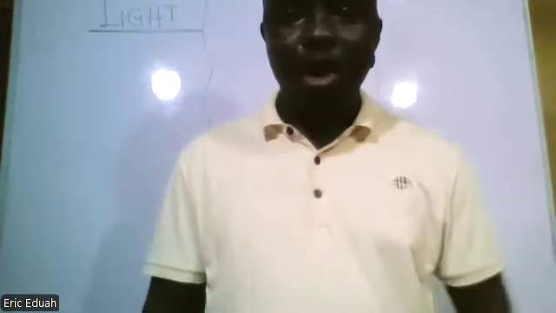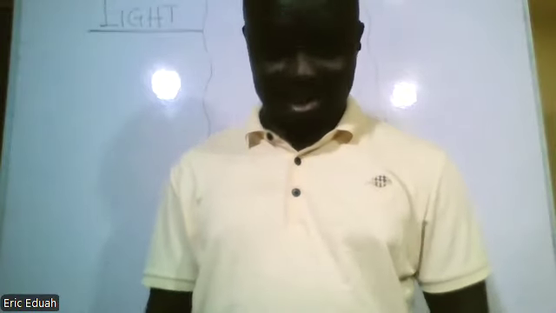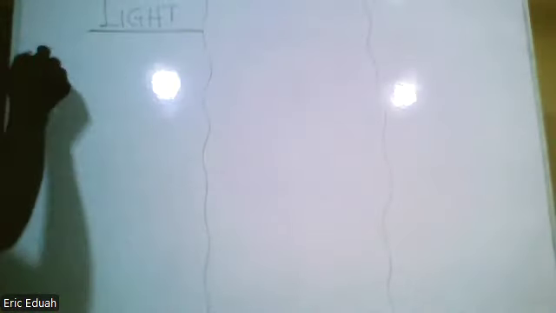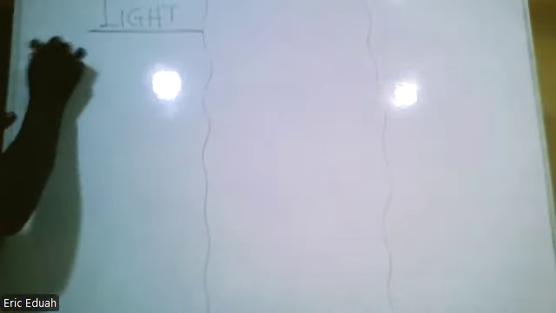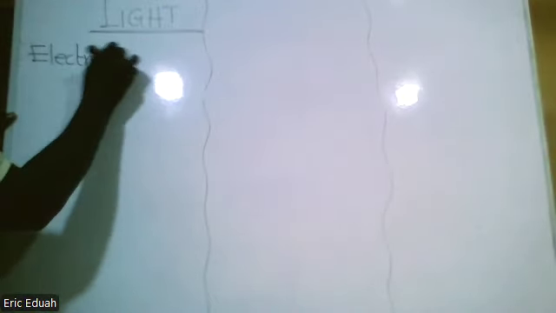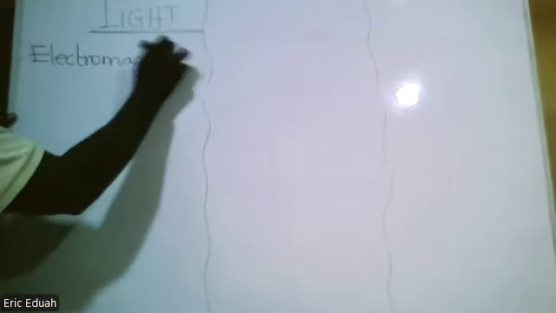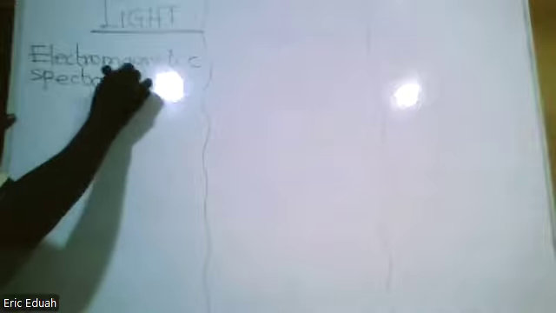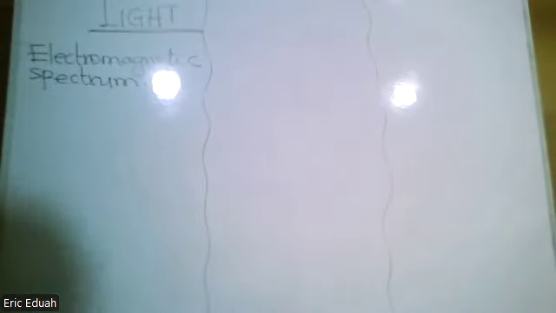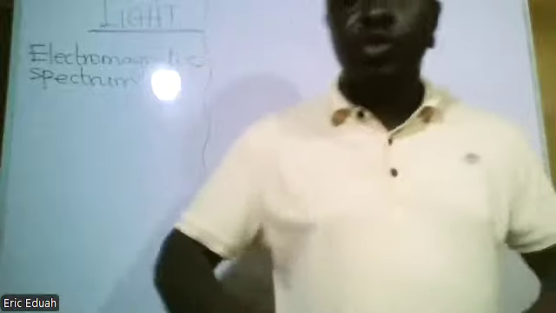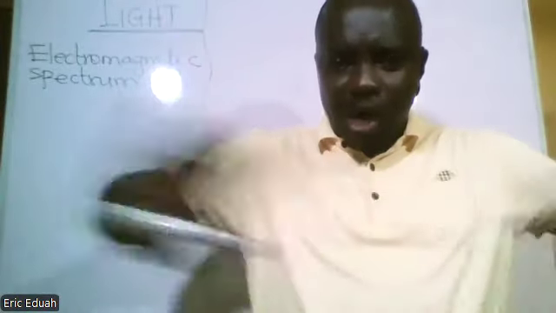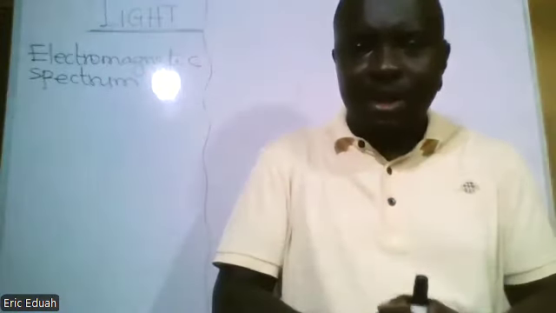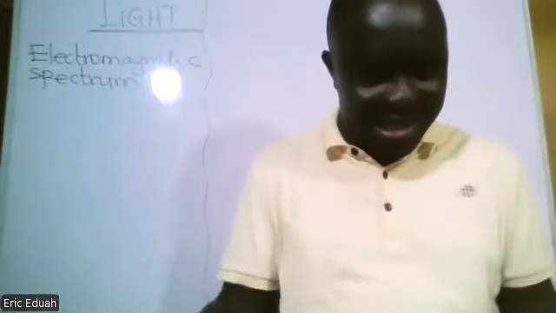that stimulates vision or that aids vision. Okay, so here we are talking about the electromagnetic spectrum. When we talk about the electromagnetic spectrum, we are referring to classification of waves. So we are classifying waves of similar features.